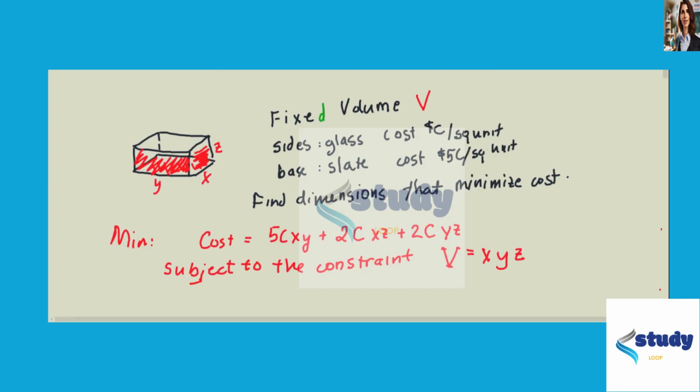Okay, now what you do to find the minimum is you take some derivatives and you set them equal to 0 and solve. Well, the constraint is there to help you get rid of one of the variables. So let's use it to get rid of Z. So solve it for Z. Z is V over XY.